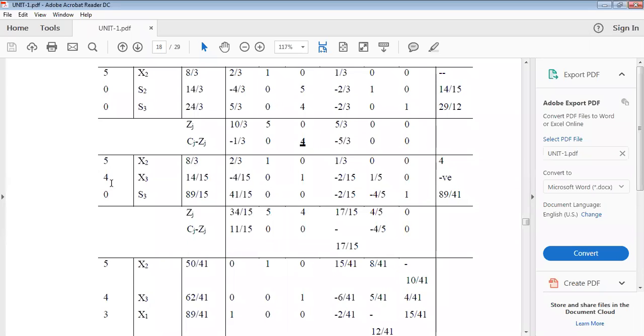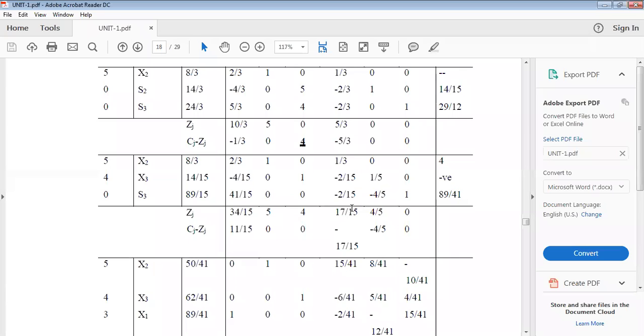Okay. Next, 5 into 1 by 3 plus 4 into minus 2 by 15, and plus 0 into minus 2 by 15. If you add these, you will get 17 by 15. 5 into 1 by 3, 4 into minus 2 by 15, 0 into minus 2 by 15, you are getting 17 by 15.